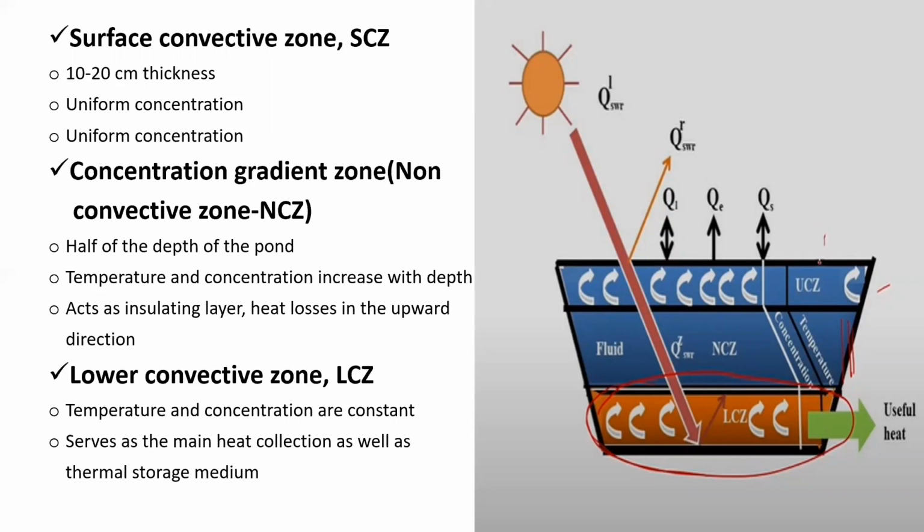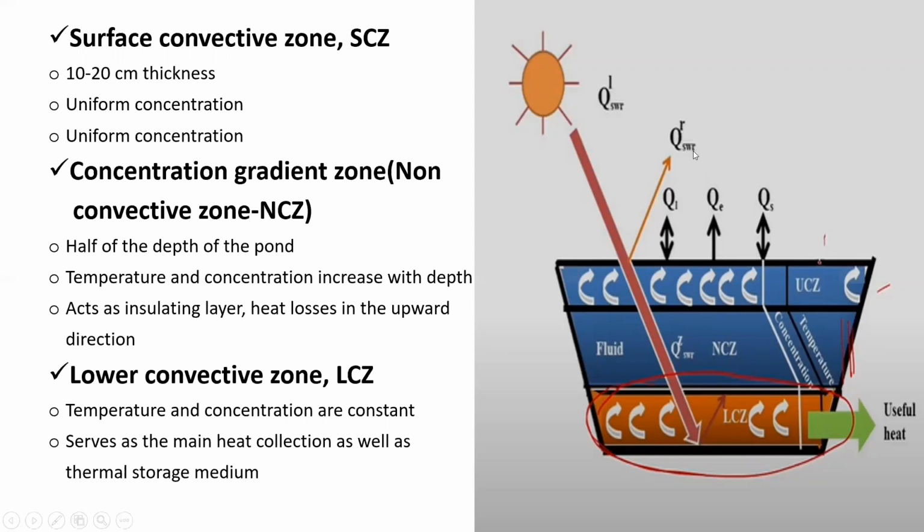And in the lower convective zone, here also, like the upper convective zone, temperature and concentration are constant. It serves as the main heat collection as well as thermal storage medium. Here also the temperature and the concentration are always constant.